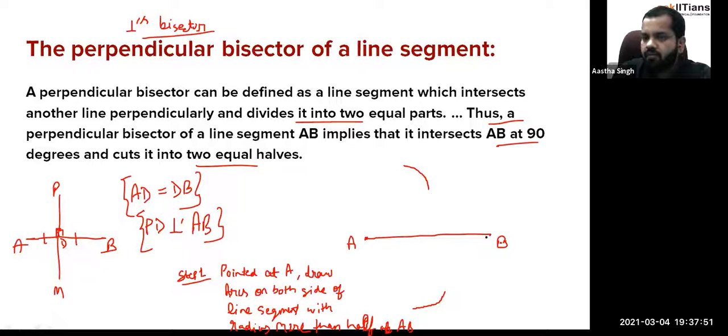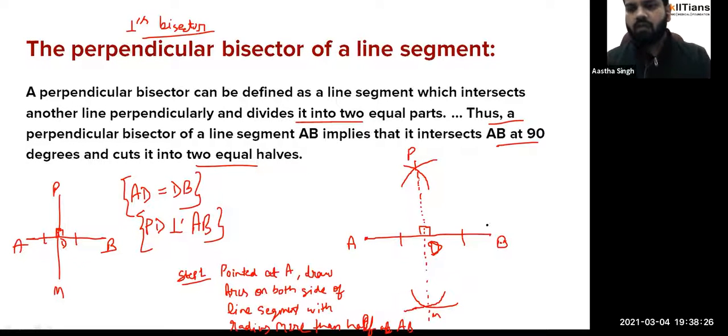From point B with the same radius, make arcs so that they intersect these. So this is how it will go. You will get two points. Suppose this point is P and this point is M. Just join PM. You will find that PM will be the perpendicular bisector.